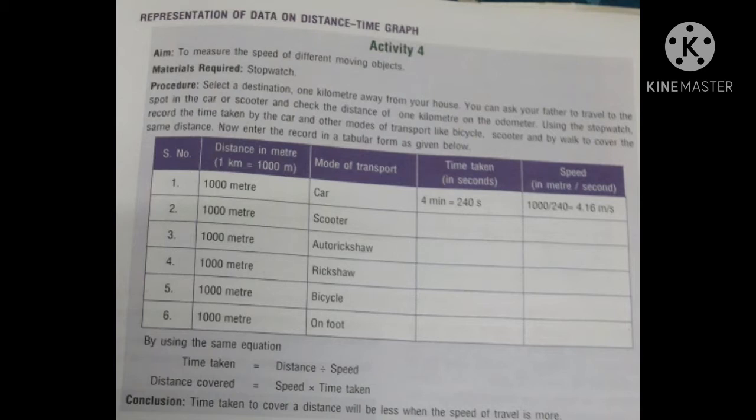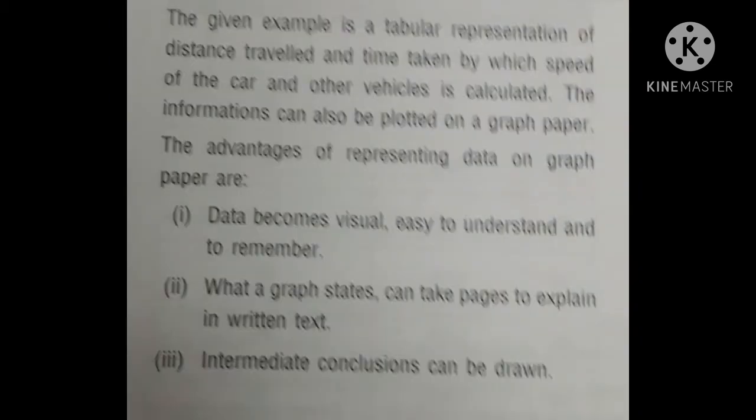By using the same equation, time taken can be calculated. Time taken is equal to distance divided by speed, or the distance covered can also be calculated by multiplying the speed and the time taken. So from this activity we conclude: time taken to cover a distance will be less when the speed of travel is more. Now the given example is a tabular representation of distance traveled and time taken, by which the speed of the car and other vehicles is calculated.